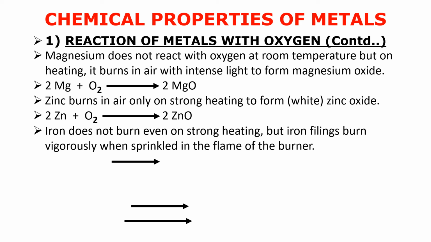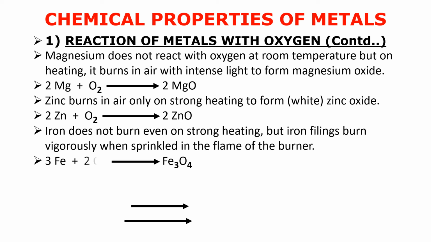Next you go on to iron. Iron does not burn even on strong heating. Like zinc, which at least reacted with oxygen to form zinc oxide when heated strongly, iron does not burn even on strong heating, no matter how much you heat it. So what do you have to do if you want to convert iron into iron oxide? The iron filings, you have to burn them vigorously. They burn vigorously when sprinkled in the flame of the burner. Iron filings means small iron powder. You throw the iron powder directly into the flame, and then it will react with oxygen to form the oxide.